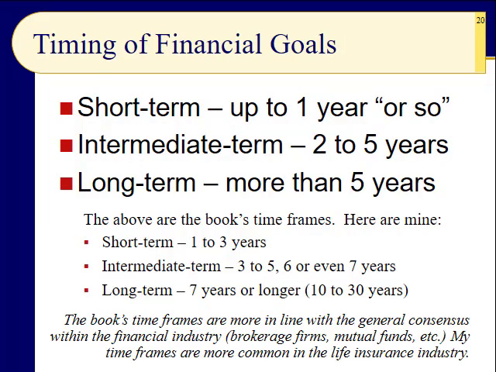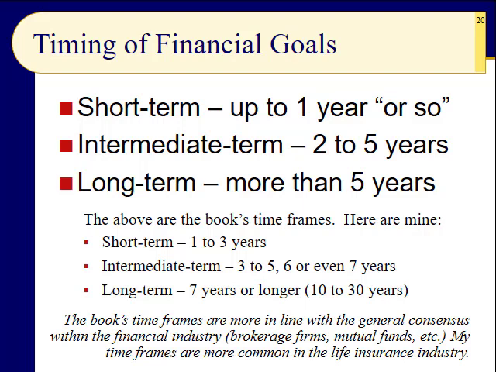Slide number 20. The timing of the financial goals. Now, these are generally regarded in the financial planning world as the typical three types of time frames. Short term, up to a year or so, whatever that means. Intermediate term, 2 to 5 years. Long term, anything more than 5 years. Although there's room for discussion and room for different versions.